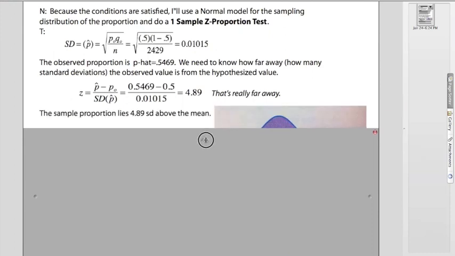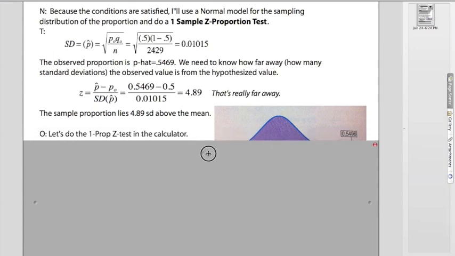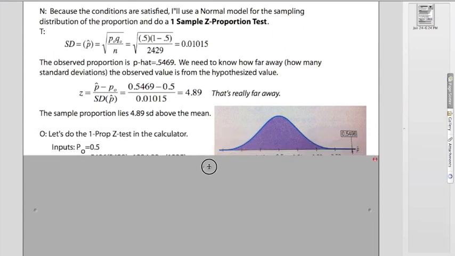Okay, the next step: I went ahead and put the picture in. Anytime that you can draw a picture, fantastic. It's extra points, not really, but it's always a good thing to show that I really do understand what I'm doing. I can even show you a picture of what this would look like. So the one sample proportion lies 4.89 standard deviations above the mean, and this is what it would look like. Four standard deviations above the mean is really far. It's almost 5 standard deviations away from the mean.